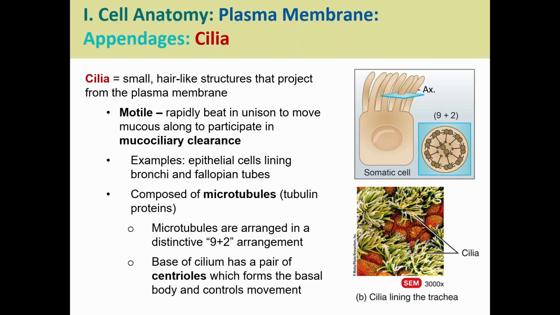And so these are going to use microtubules in what we call a 9+2 arrangement, meaning there are 2 tubules in the center and then 9 pairs going around. So we have this arrangement. And then the base of the cilium is going to have a pair of centrioles, which forms what's called the basal body to control movement. So the centrioles help control the cilia. If you're trying to think of what to remember for all this, the biggest thing is knowing what cilia are for, their basic structure in terms of what they look like, and knowing that they are composed of these microtubules controlled by the centriole.